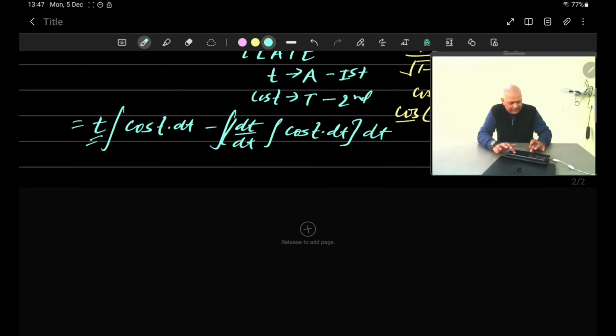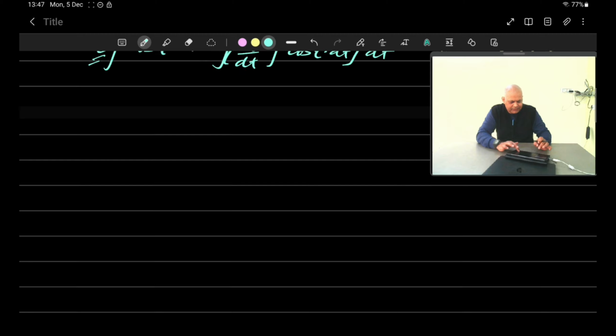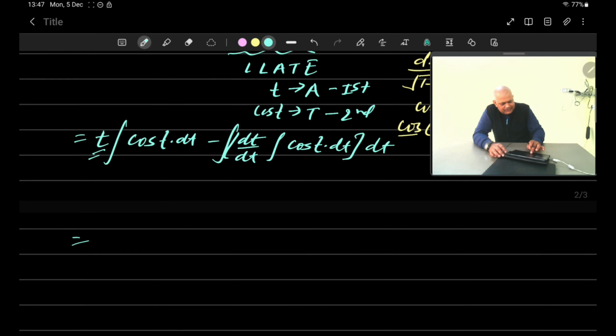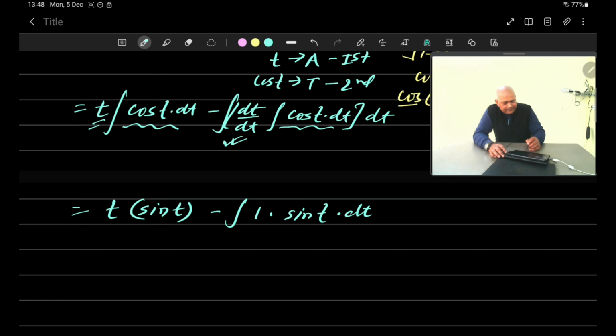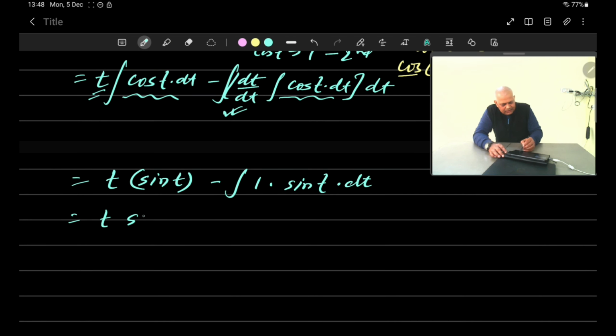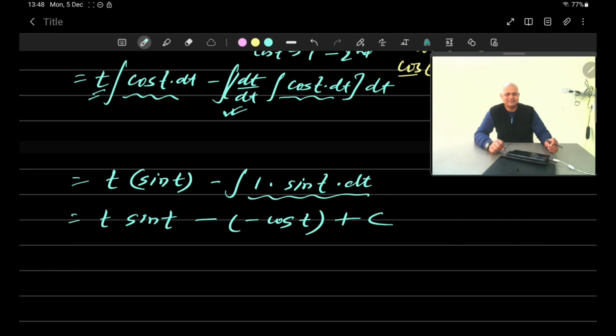Now I am just going to take another page. So you know this is t. Integration of cos t is nothing but sin t, and minus the integration of dt upon dt, that is 1, times the integration of cos t, which is sin t dt. Now t sin t minus the integration of sin t dt, and you know this is nothing but minus cos t, and plus a constant of integration, don't forget.